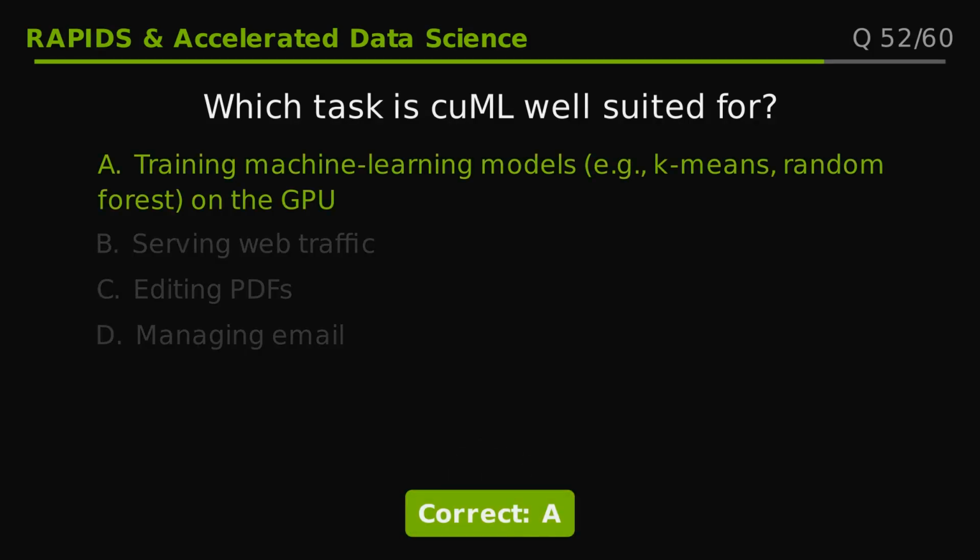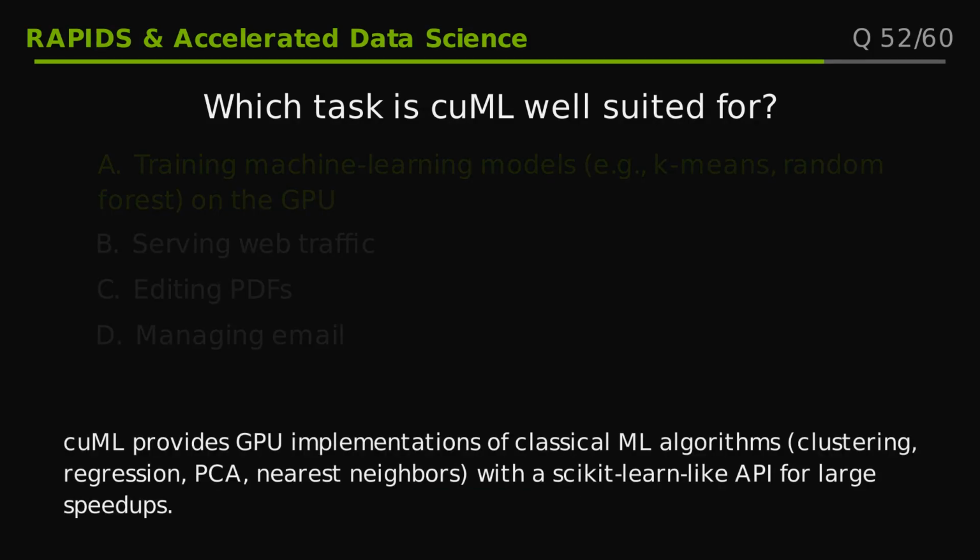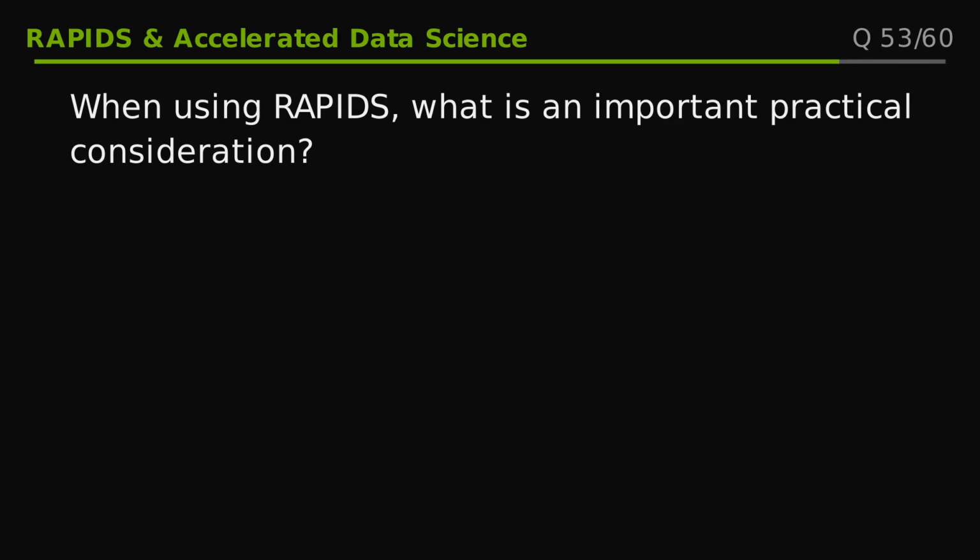The correct answer is V. NILIT provides implementations of classical algorithms, clustering, regression, nearest neighbors, with a scikit-learn-like way for large speedups. Question 53. When using MBO, what is an important practical consideration?